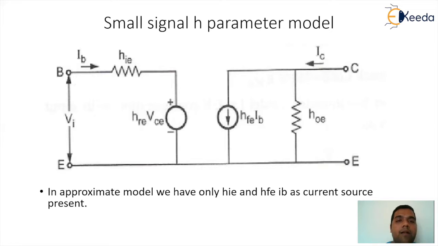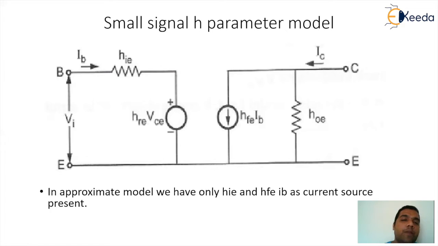And the intermediate alphabet will notify the definition of the parameter. So hie is basically the hybrid input resistance of common emitter. hfe is defined as the forward current gain of the common emitter. hre is the reverse voltage transfer ratio of common emitter. hoe is basically the output conductance of common emitter.